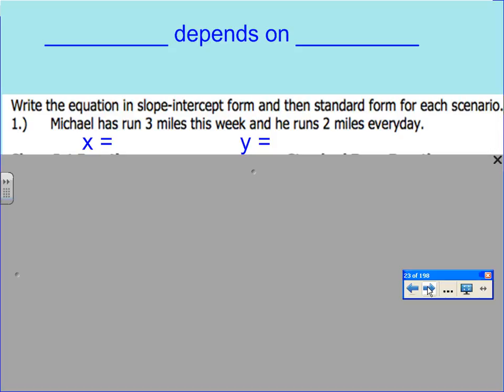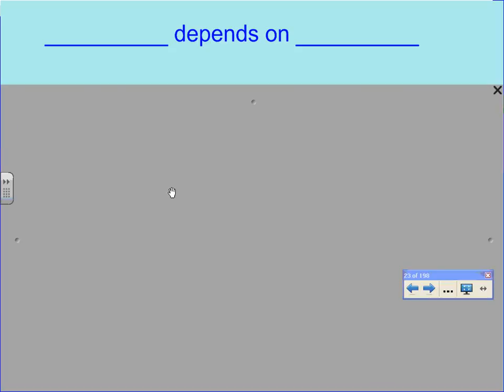Above number 1, wherever you have room, maybe above the directions, I know that these are kind of squished together. I want you to write down "blank depends on blank." Okay, don't answer it yet. You probably remember this, but for now, write down "blank depends on blank."